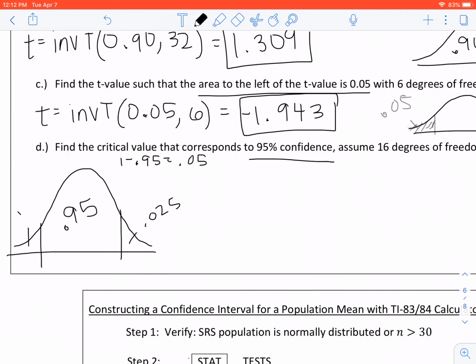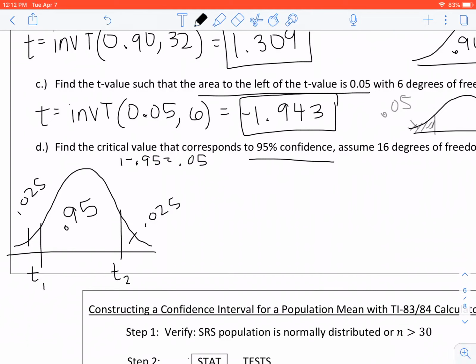And then 0.025. So we're going to have the first value down here, which will be our T1. We'll call the second one T2. And again, because this is symmetric, they should be the same value, but one's going to be positive, which will be T2, and the other one would be negative, which is T1.